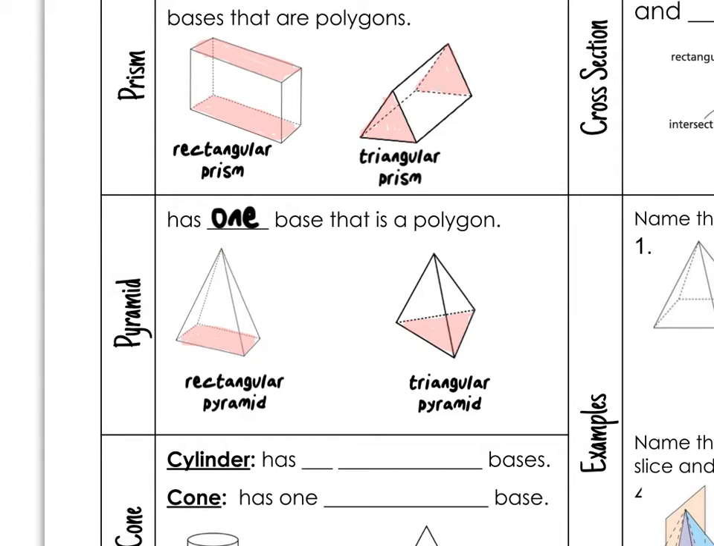Now the name of the pyramid depends on the shape of the base. If the base is a rectangle, we call it a rectangular pyramid. Here we have a triangle on the base, and all the other triangles meet at the point. So this is a triangular pyramid.